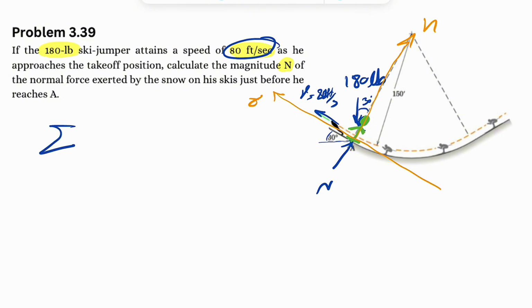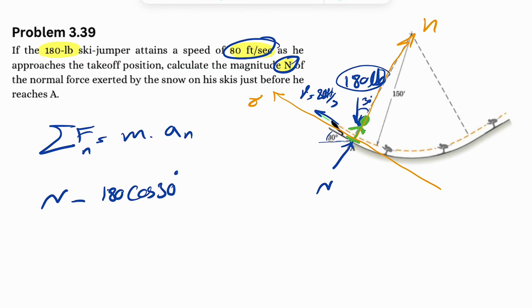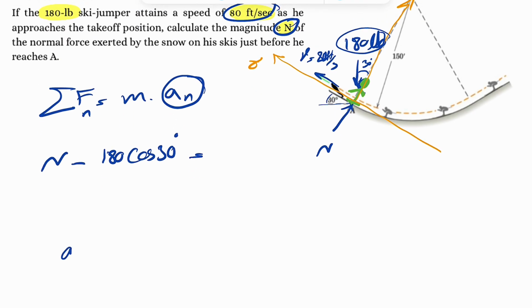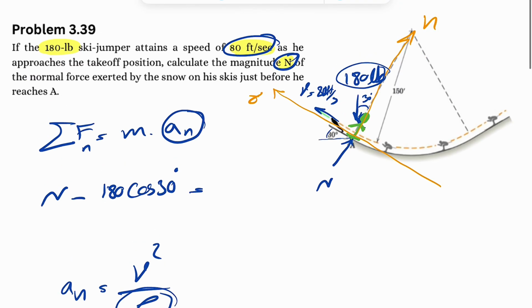So we have sum of all forces equal to mass times acceleration. So the forces that we have in here, let's start with the N because we are interested in the normal force. If we go along the N direction, we have the normal force positive, and we have the N component of the weight, which is 180 cosine of 30 degrees. And that's pretty much all the forces that we have. And this is equal to mass times acceleration, or normal acceleration. We know normal acceleration is also equal to v squared over rho, where rho is the radius of this circular path, and we have that information, it is 150 feet.